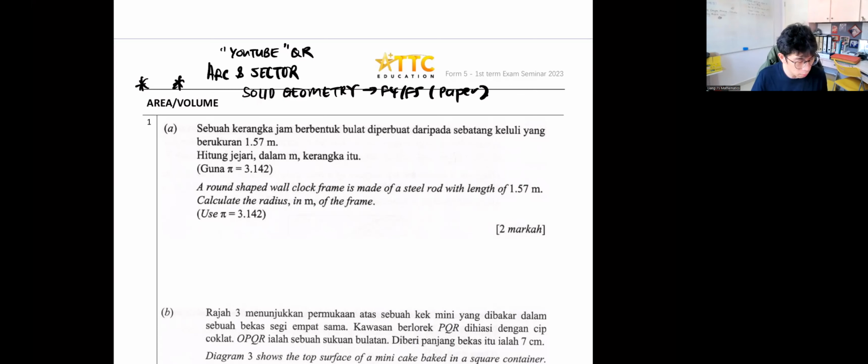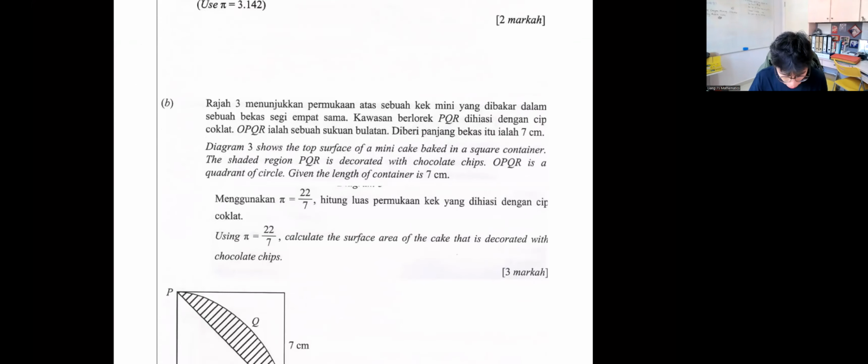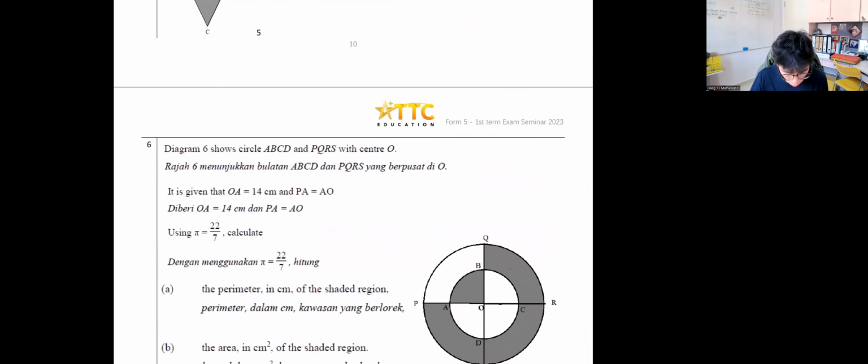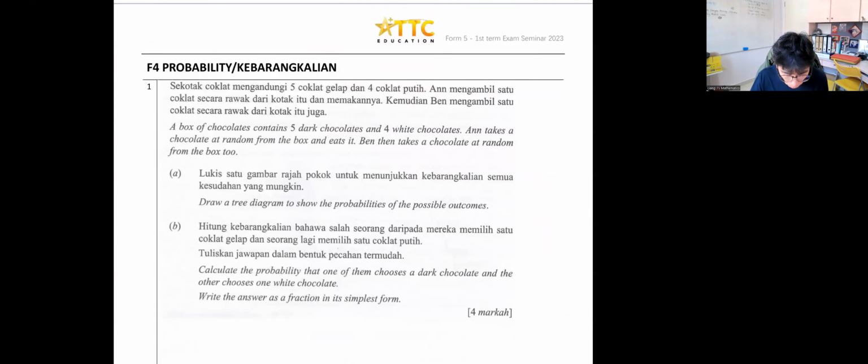Now, please focus on your Form 3s. I'm scared that if you really didn't go through your Form 3, then around 30 plus marks are gone already. So can you flip to probability now?